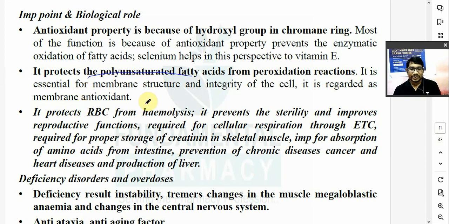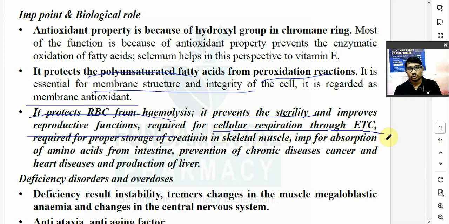Required for normal cellular respiration through ETC. Required for the proper storage of creatinine in the skeletal muscle. Important for absorption of amino acid from intestine. Also important for prevention of chronic disease like cancer and heart disease. जैसे बोला है मैंने, arteriosclerosis and normal reproduction. Very important vitamin E. Now deficiency results in the following.